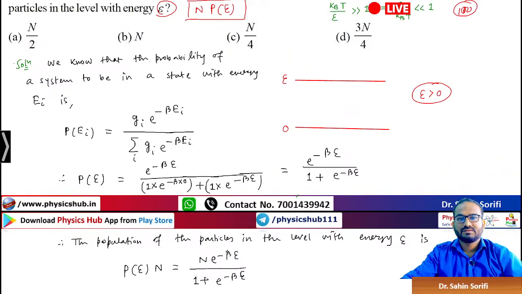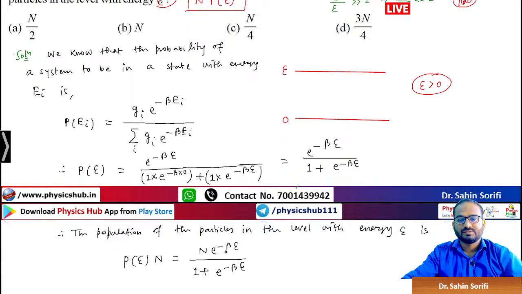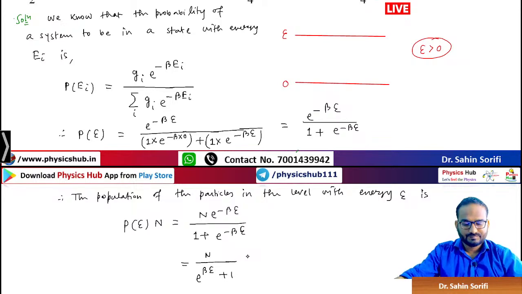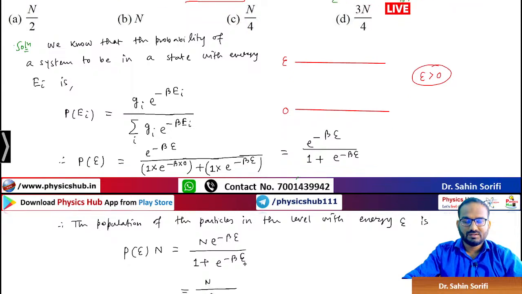Now, if I look at the options, is it matching with any of the options? No, it is not matching. So, let us simplify it. We can just divide both numerator and denominator by e to the power minus beta epsilon. So, numerator will become n, and denominator e to the power plus beta epsilon plus 1. Can you write option C, Neha? Are you getting option C or option A?